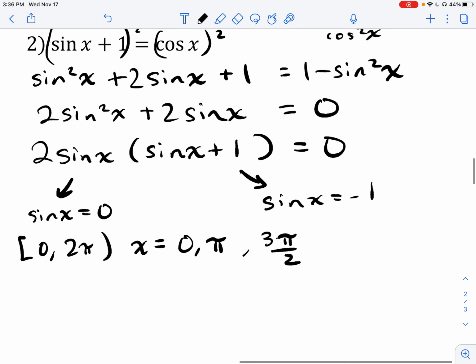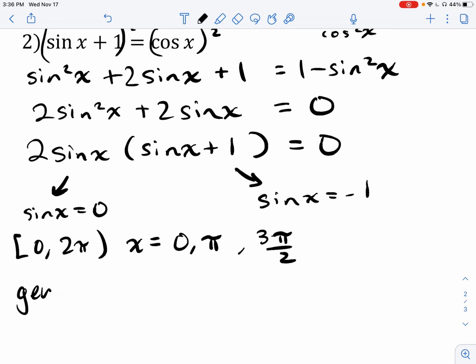Okay? Now what about my general solutions? My general solutions, I would say x is equal to, if it helps to sketch these out, I've got 0, pi, and 3 pi over 2.